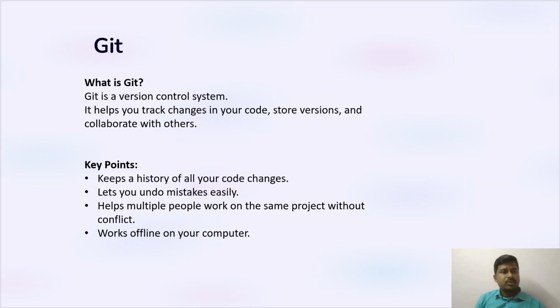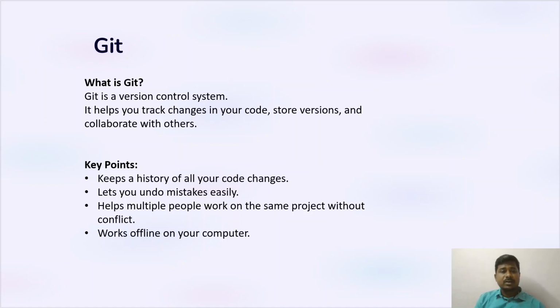And it also helps to track changes in your code and store the different versions. So each and every change and every updation is considered a different version. And the most important thing, you have to collaborate with others. It's a collaboration based tool. It's the main advantage of using Git. The first one is versioning control system, and the second one, it's a collaboration tool.